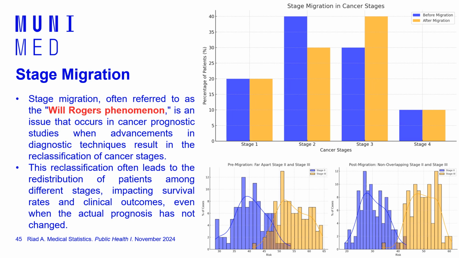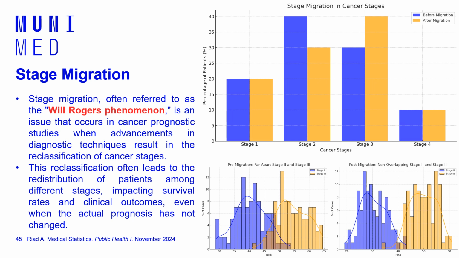So let's look at this graph, because it will help you understand it better. In the first graph, on the left side, you can see that stage 2, which is blue, and stage 3, which is yellow, are overlapping. So the most extreme cases, or the cases with the highest risk in stage 2, are overlapping with the most mild cases in stage 3.